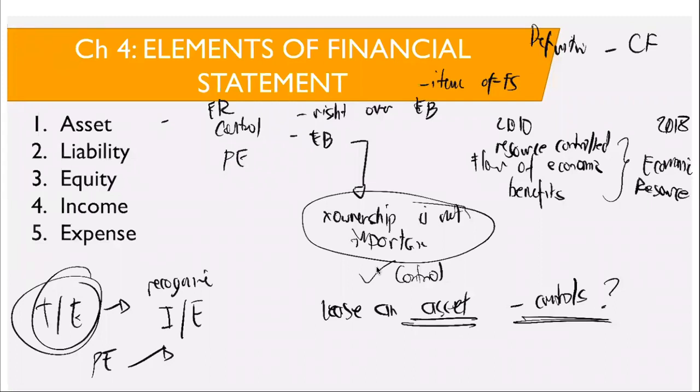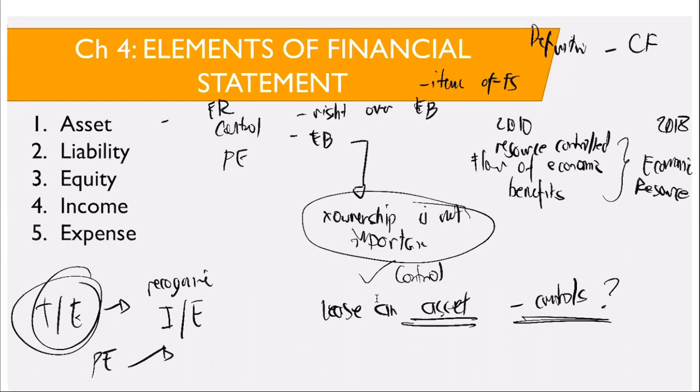So take note now in the definition of asset, what is provided now? Economic resource controlled by the entity as a result of past events. What are the three characteristics? Economic resource, control, and past event. And what is the term provided now? Economic resource. That is defined as the resource controlled by the entity in which we have the right over economic benefits.